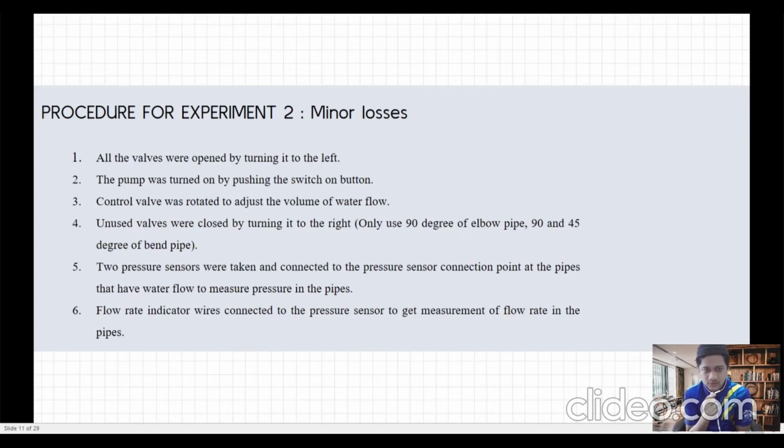Only use the 90 degree elbow pipe, and the 90 and 45 degree bend pipes. Next, two pressure sensors were taken and connected to the pressure sensor connection point at the pipe that has water flow to measure pressure in the pipes. And lastly, the flow rate indicator was connected to the pressure sensor to get the measurement of flow rate in the pipes.